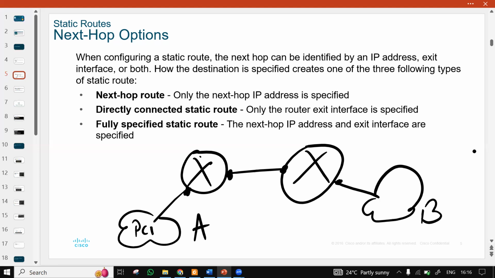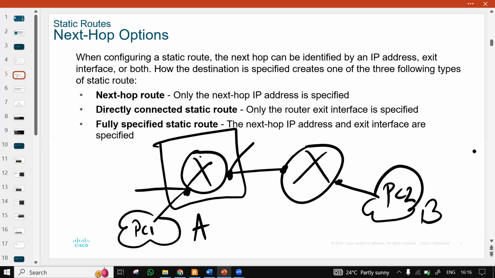with neither static routing nor dynamic routing, PC1 will not be able to communicate with PC2 from this side, because what this router knows is only the directly connected networks, which are these two. Router R1 knows everything to do with LAN A, but it doesn't know anything to do with LAN B because it's a remotely connected network.